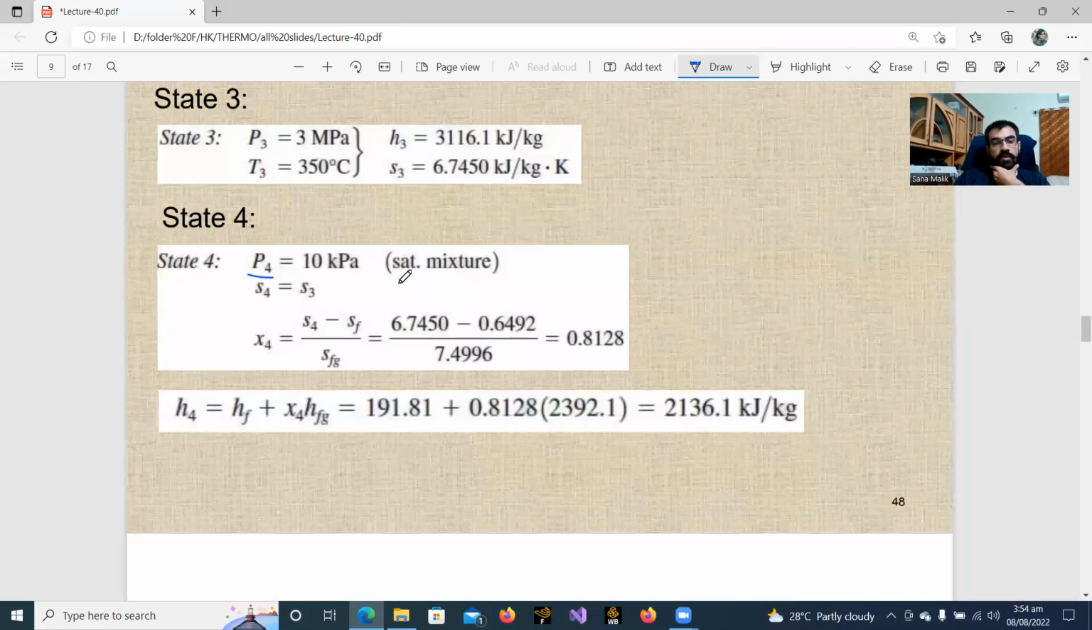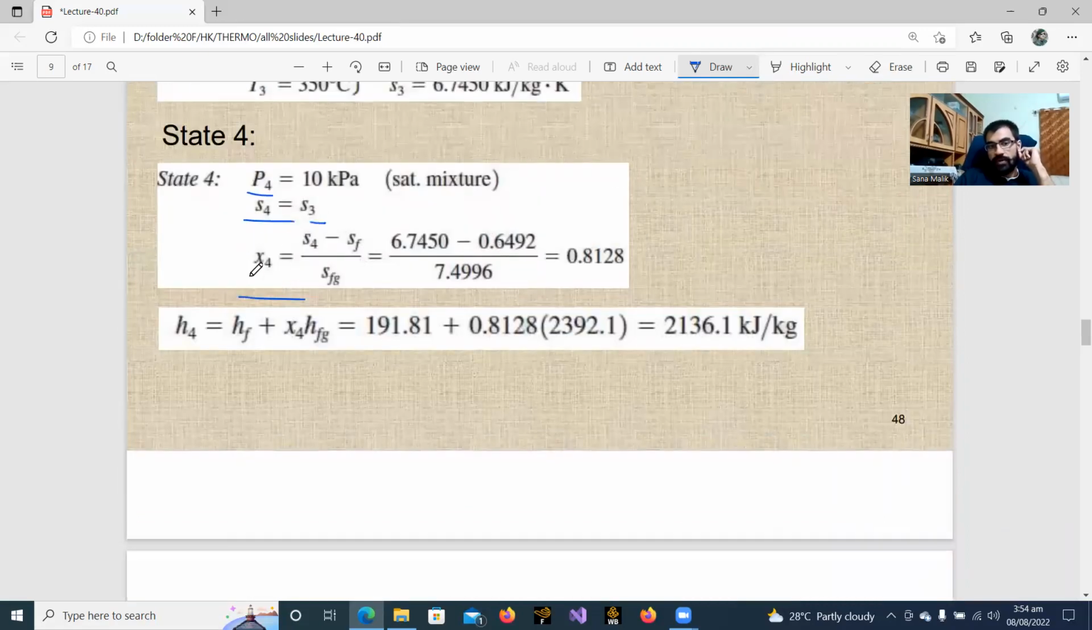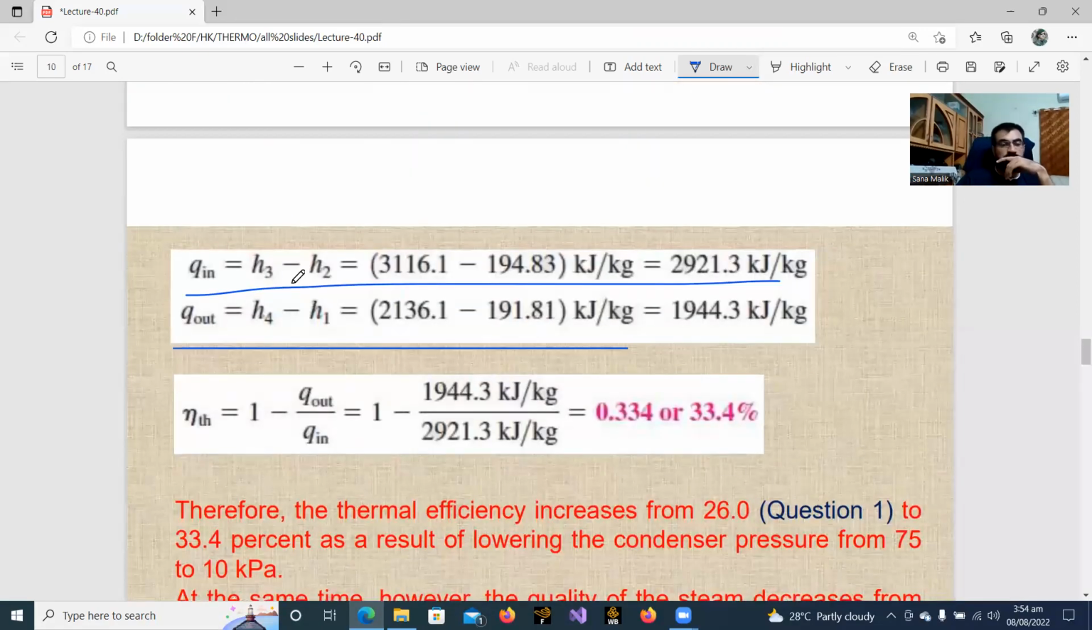For P4, we again try to locate the saturated mixture of vapor and find X4. S4 is equal to S3. We located SF and SFG, and with the help of that we found X4 coming out to be 0.812. With the help of this, we found HF and HFG, and then we found H4. Now we can find all the qualities through H3 minus H2 and H3 minus H4.